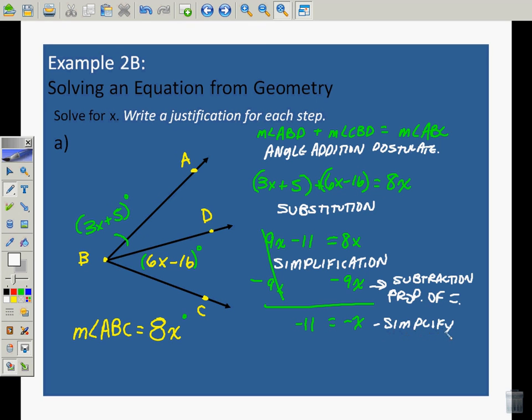All right, and so now what I'm going to do is divide both sides by -1 because I need my x to be positive. And when I divide both sides by the same number, that's called the division property of equality.